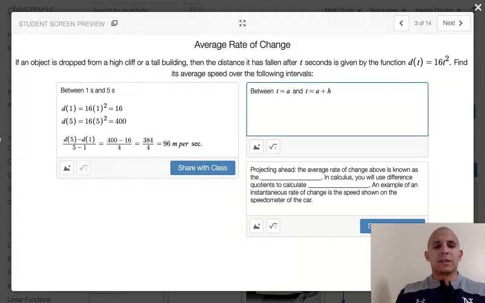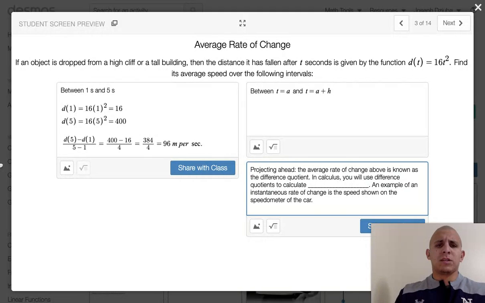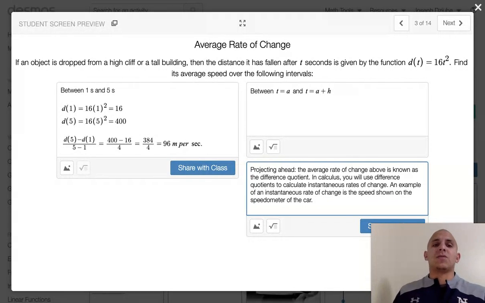The reason why I'm asking you to do that is because at some point you'll probably find yourself in calculus, and the average rate of change that you're going to calculate above is known as the difference quotient. In the world of calculus, you'll use difference quotients to calculate instantaneous rates of change. An example of that would be the speed shown on the speedometer of your car. It changes from one instant to the next as your car's speed changes.